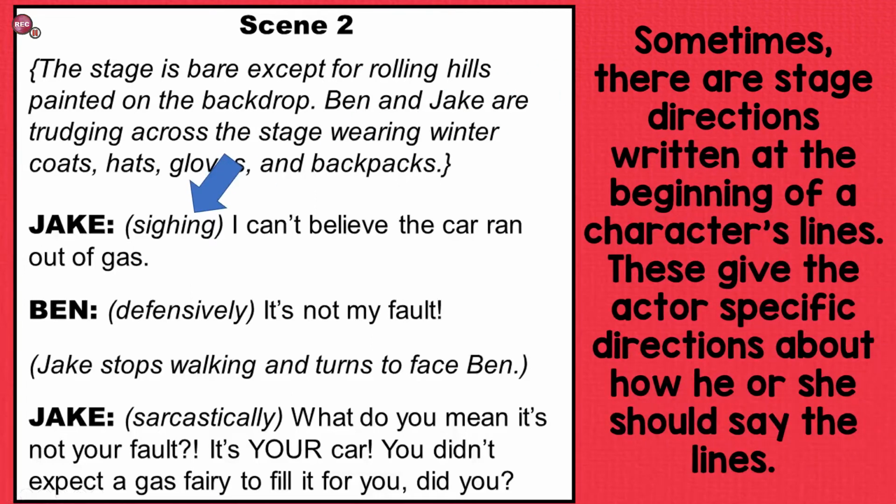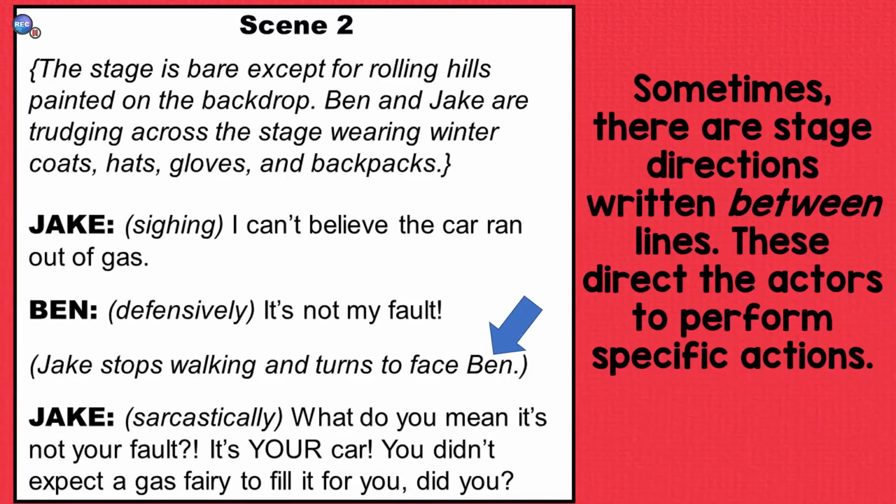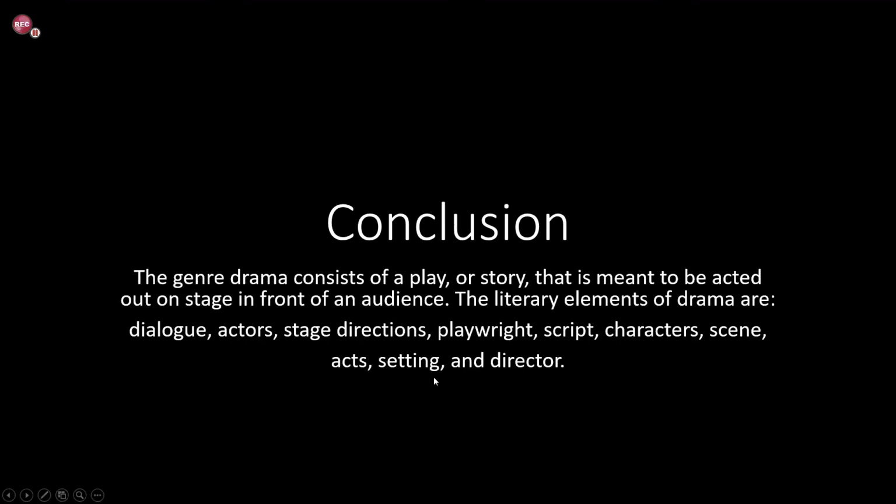Sometimes there are stage directions written at the beginning of a character's lines. These give the actor specific directions about how he or she should say the lines. Sometimes there are stage directions written between the lines. These direct the actors to perform specific actions. For example, Jake stops walking and turns to face Ben.